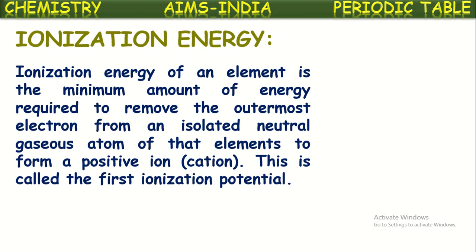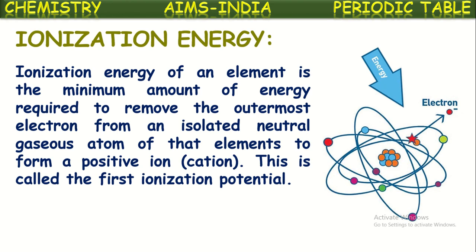which is also called ionization potential. That means if a certain amount of energy is supplied to an isolated neutral gaseous atom, then it loses an electron from its outermost orbit. The energy required by that element for the loss of this electron is called ionization energy or ionization potential. So we defined ionization energy here with certain terms.